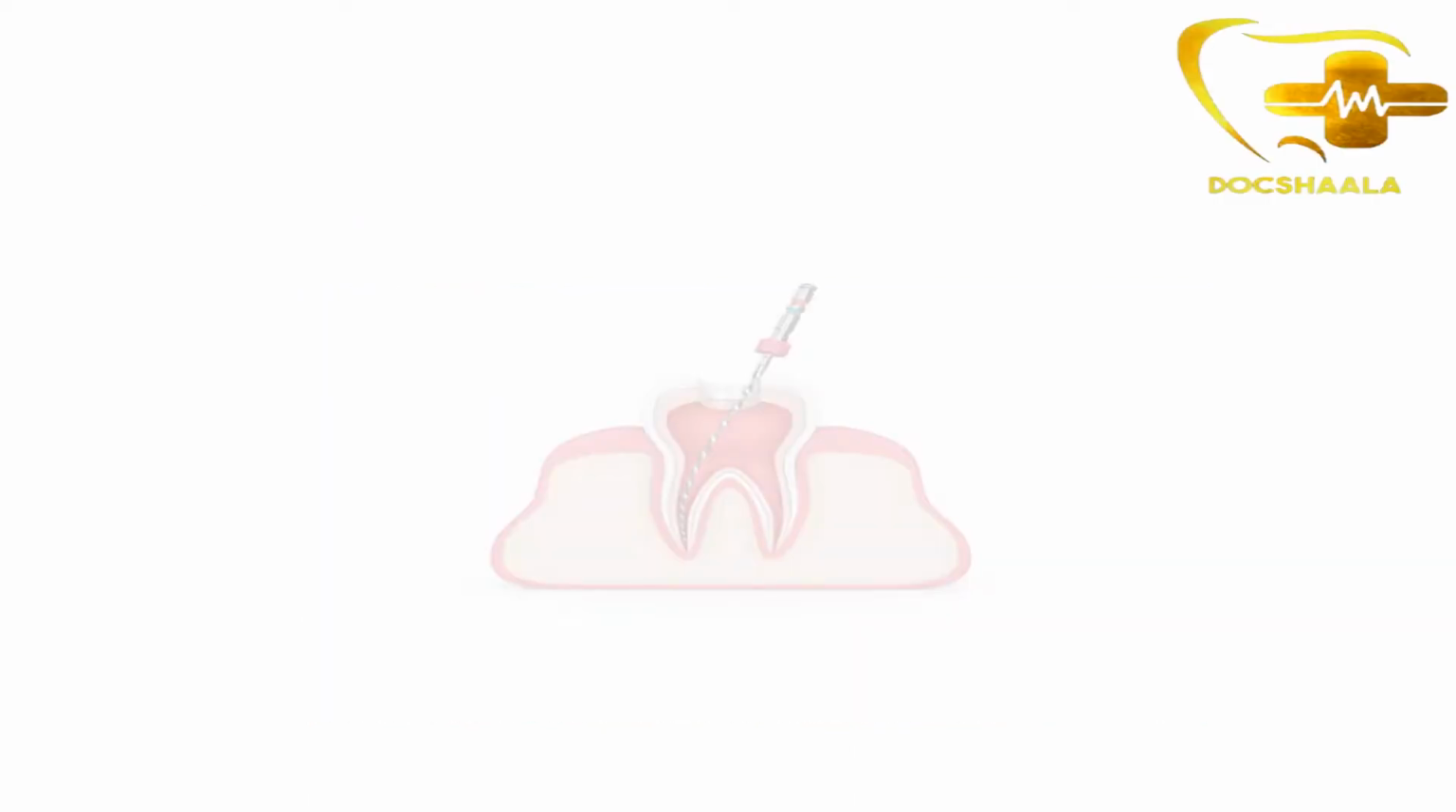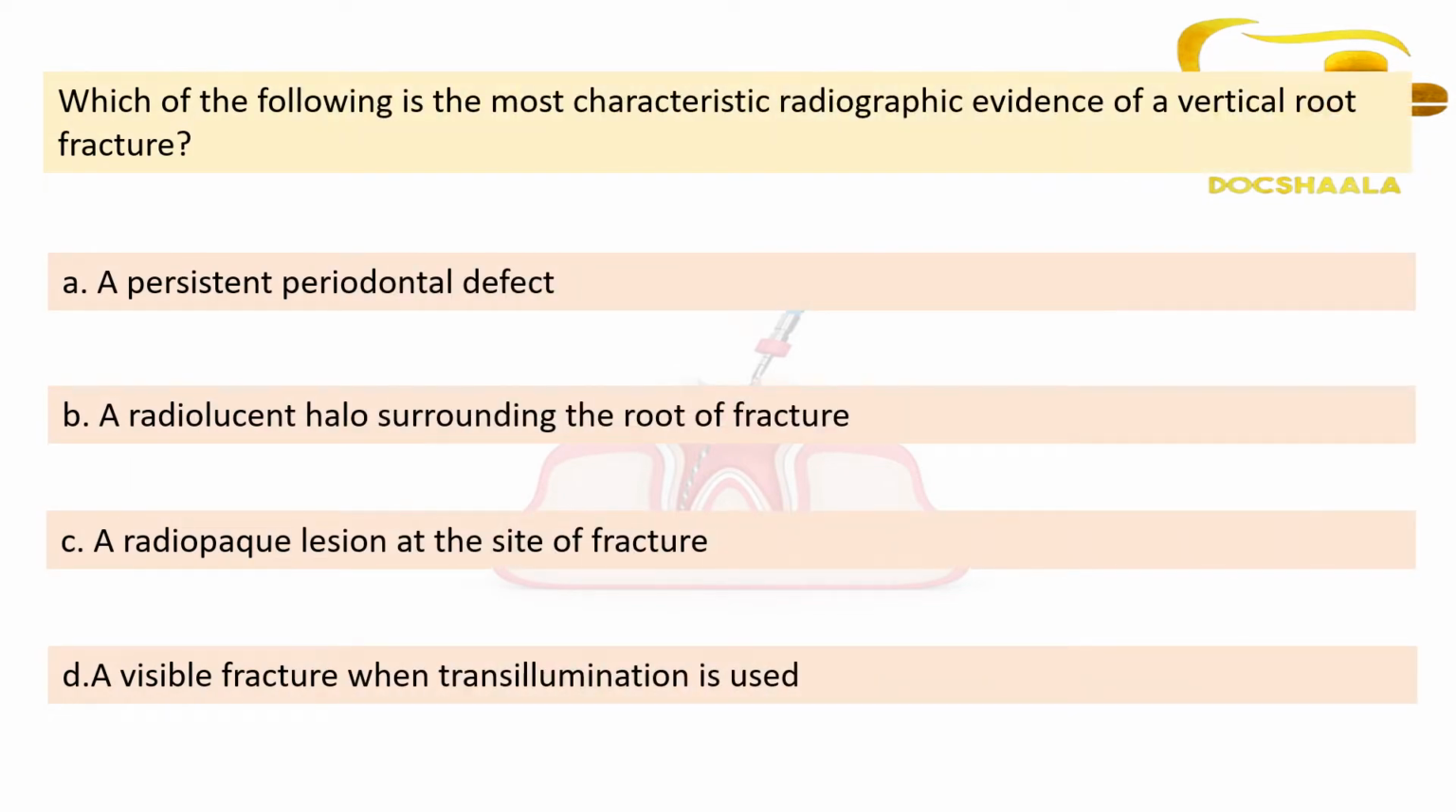So first of all, let us see a question from dental text. The question is, which of the following is the most characteristic radiographic evidence of a vertical root fracture? The options are a persistent periodontal defect, a radiolucent halo surrounding the root of fracture, a radio-opaque lesion at the site of the fracture, or a visible fracture when transillumination is used.